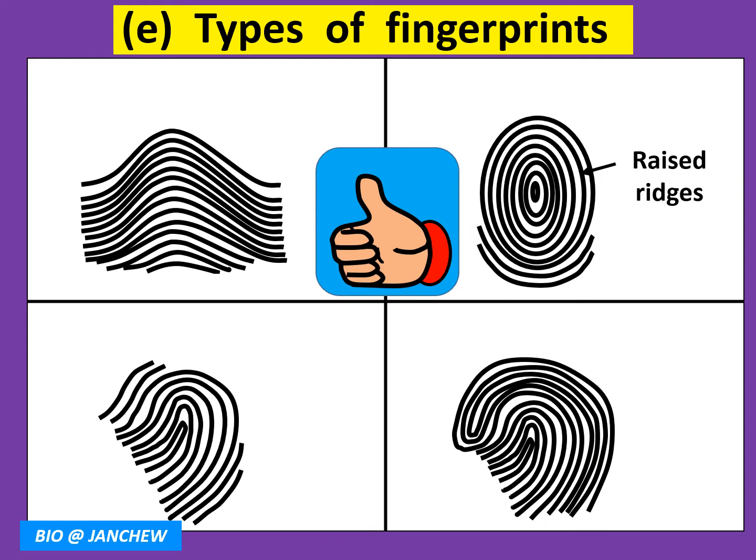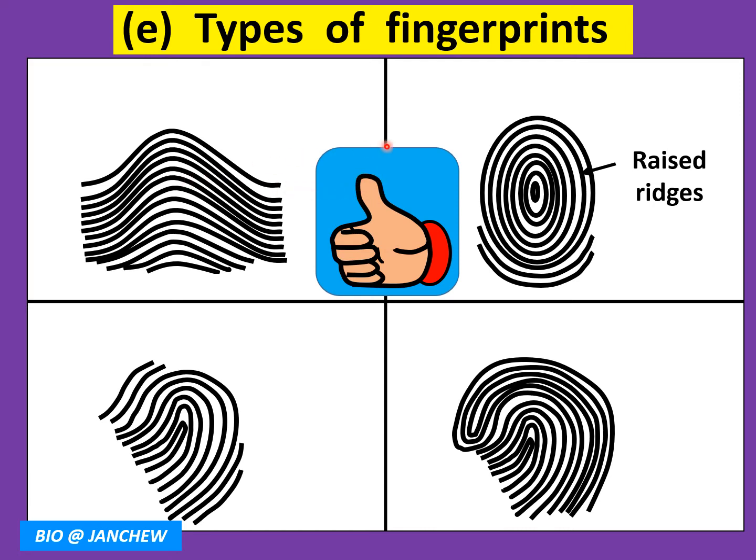The fifth example of variation in humans is the types of fingerprints. Fingerprints are caused by the raised ridges on the front part of the finger. When they are raised up a bit, if you press them on a stamp pad, for example, and then press down on the paper, the ink on the hand will create the pattern, showing you the fingerprint. For example, the thumbprint, the fingerprint on the thumb.